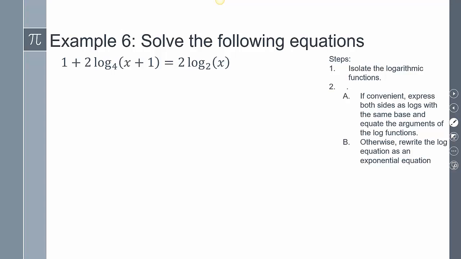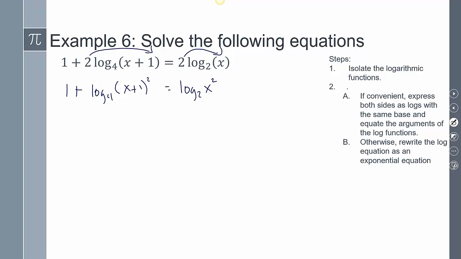Right? That does make it a little bit more difficult for us because they are different bases. So I have to use the change of base formula to help me and convert this into a correct entity. One of the things I'm going to have to do first is raise these powers. So I'm going to get 1 plus log base 4 of (x plus 1) squared, and this is going to equal log base 2 of x squared. So we did that first.